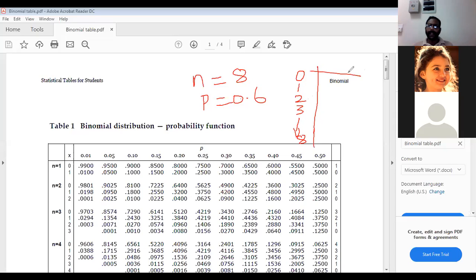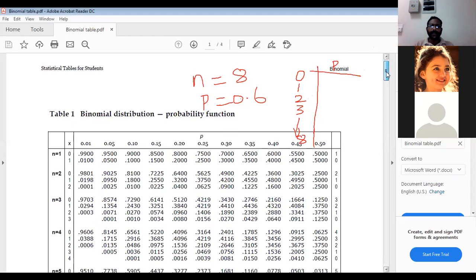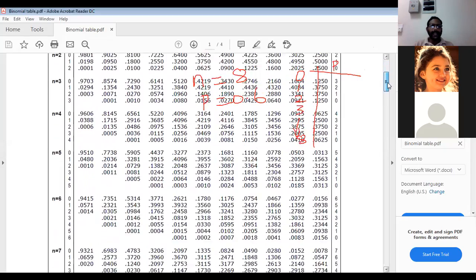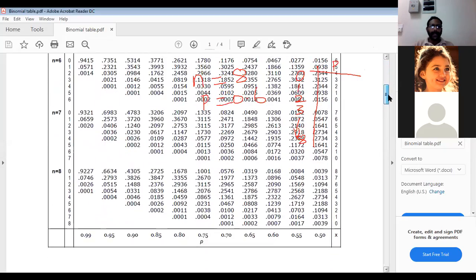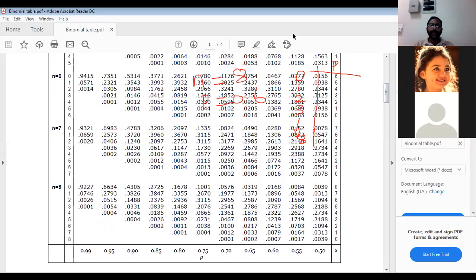What is the probability? So to look at the probability, N and P are important. Our P is 0.6, N is 7. So look at where the P is coming.